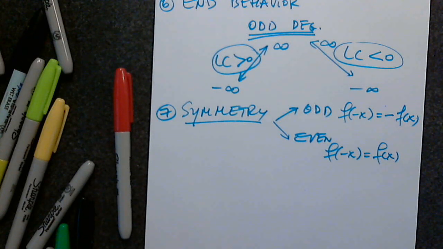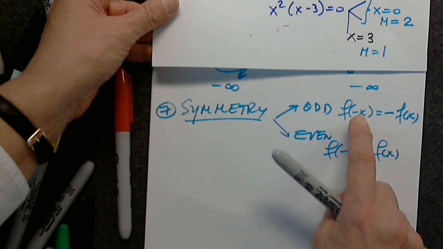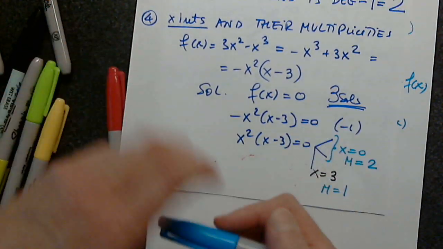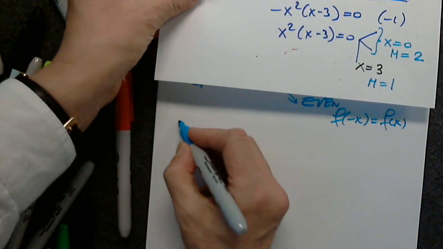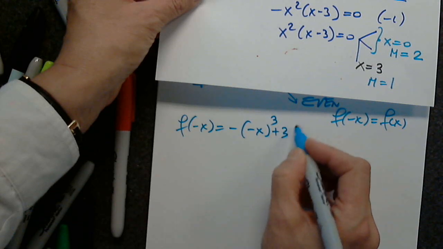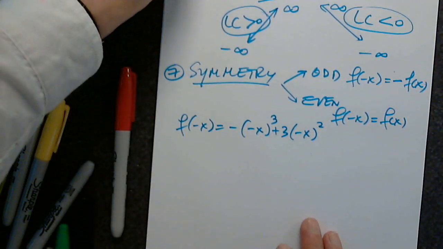So let's just see if this function is symmetric. It's nice if it is, but it doesn't have to be. Okay, so I'm going to determine what? Like we always did, I have to determine f of negative x. So when I plug in negative x, I have f of negative x, which is negative x to the third plus 3 times negative x squared. Let's see what we get.